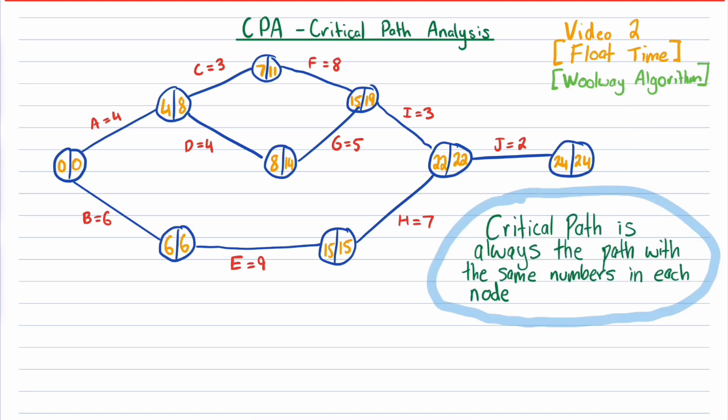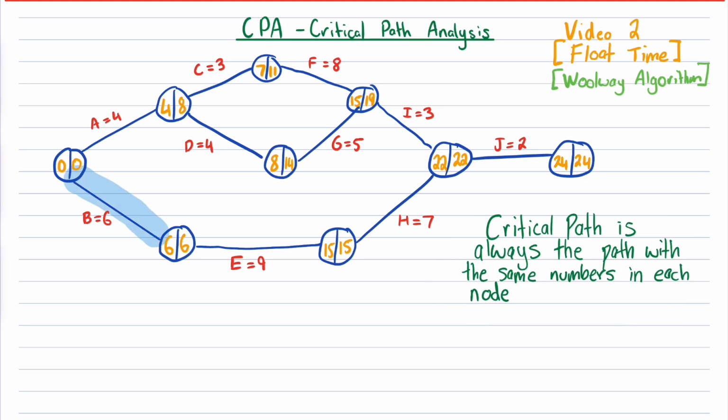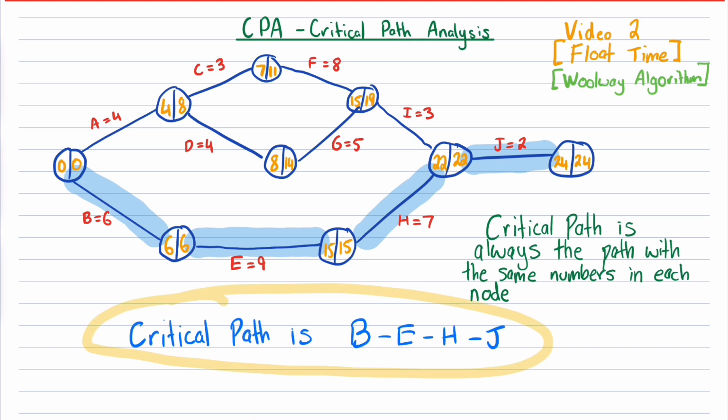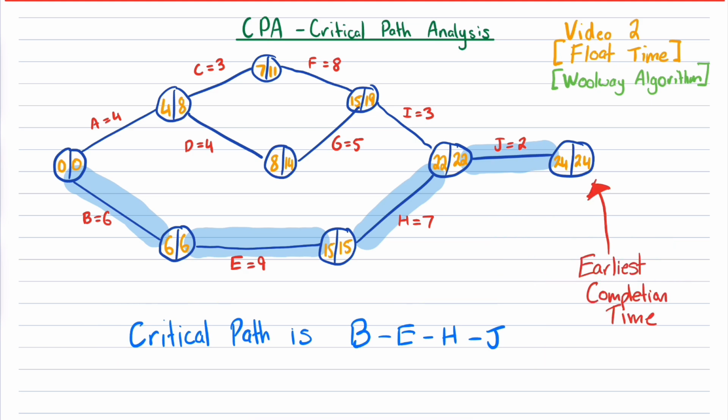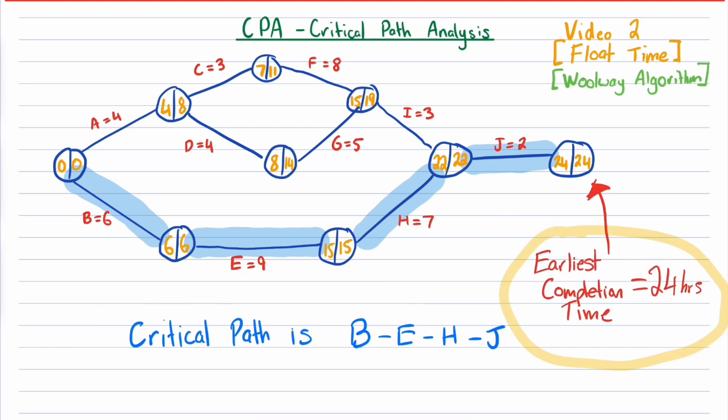Now, this is the most important thing, right? As we know, the critical path is always the path with the same numbers in each node. So in this case, it's going to be from B to E to H to J because all of those nodes have the same number. That means the critical path is B, E, H, J. It also means the earliest completion time of this whole activity is 24 minutes. That number is going to be very important to us for this shortcut. So let's just assume that all of these activities are in the units hours for this video.